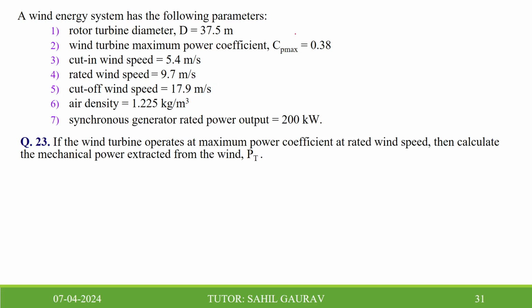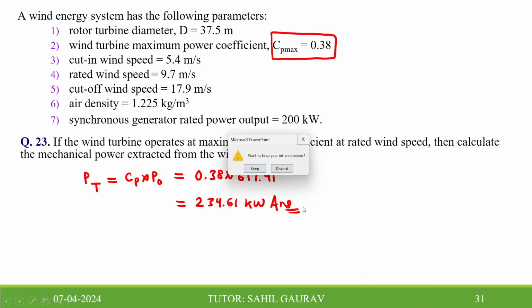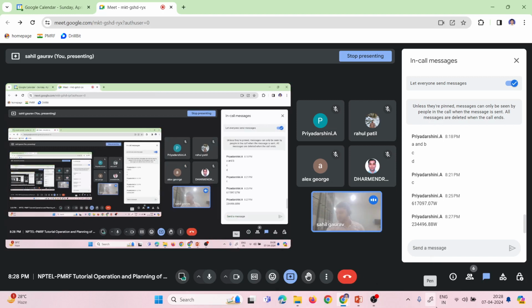So this CP max is given as 0.38. So we will utilize this data. We know that PT is equal to CP into P naught. So CP is given as 0.38 and P naught is given as 617.41 kilowatt. And CP is the power coefficient and PT is the power extracted from the wind, or the power extracted by the turbine. So this will give you 234.61 kilowatt. This is the answer for problem number 23.